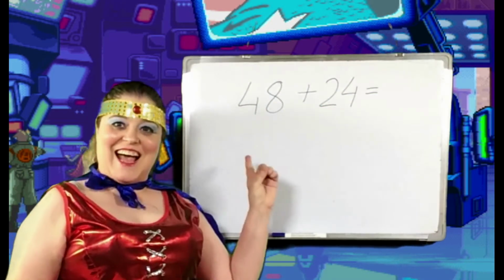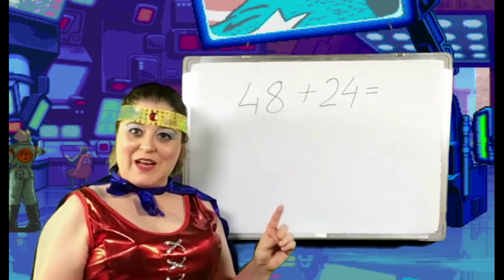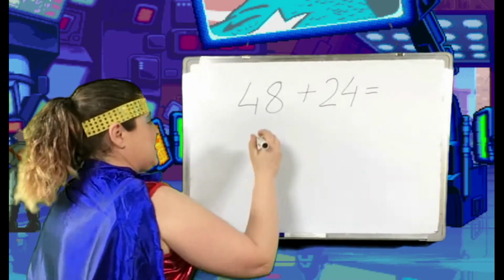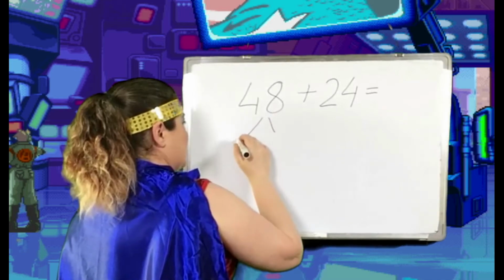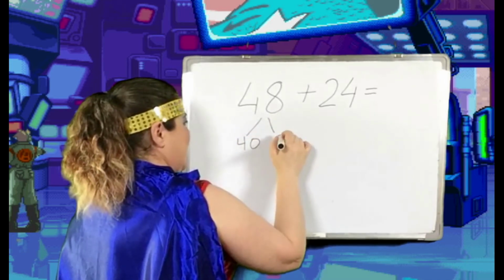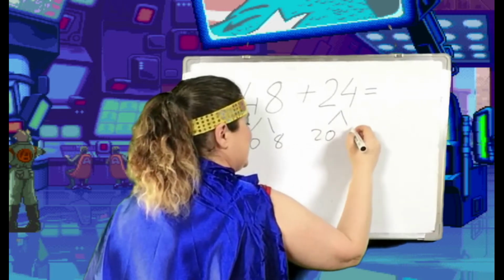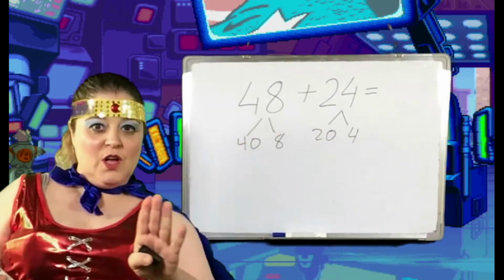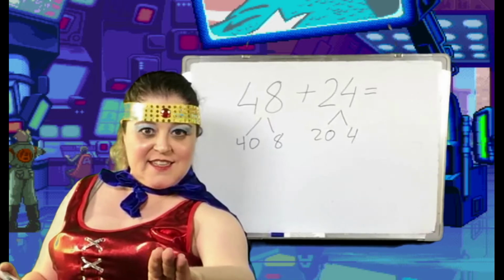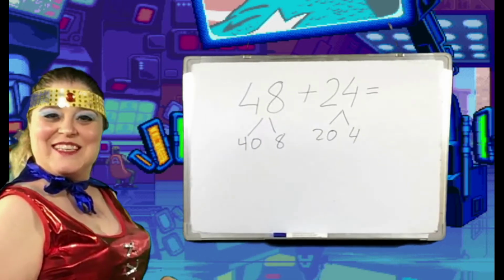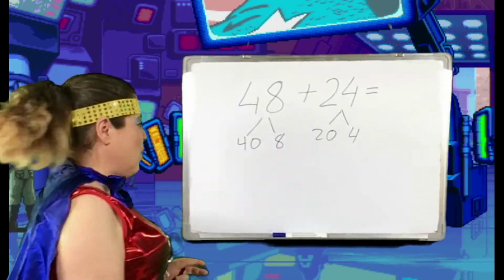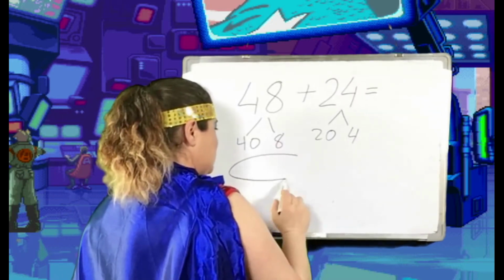Let's take a look at this sum. Here we go. First, partition. 48 becomes 40 and 8. 24 becomes 20 and 4. Did you manage that? I'm sure you did. Second, draw. We draw our two ovals.